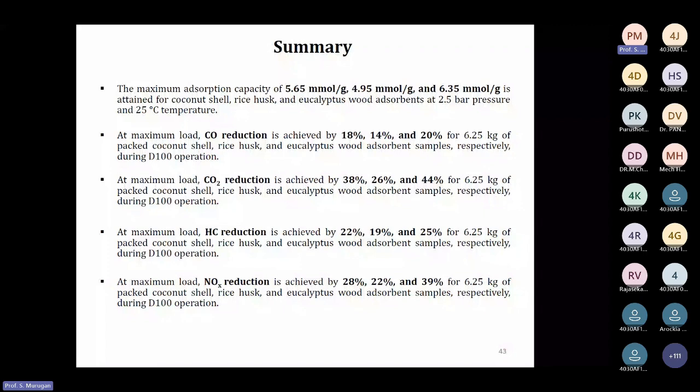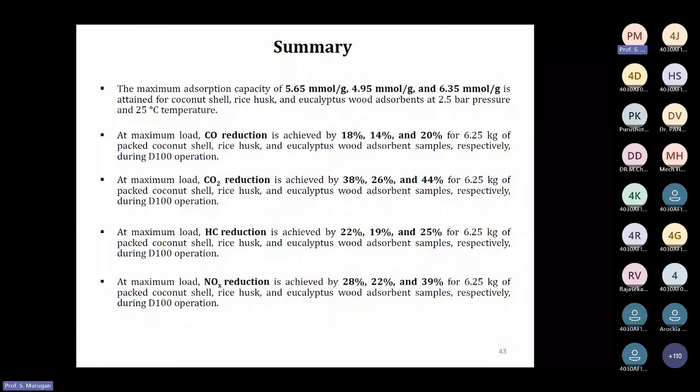And CO and CO2 reductions were significant, up to 20% and 44% for all these materials when used. HC emission also was drastically reduced. Of course there is a slight difference, that there was a slight back pressure. Again, when you increase the packing, that HC was found a little more compared to less packing, and the NOx reduction was also significant, ranging between 22% to 39% when used these three different activated carbons.